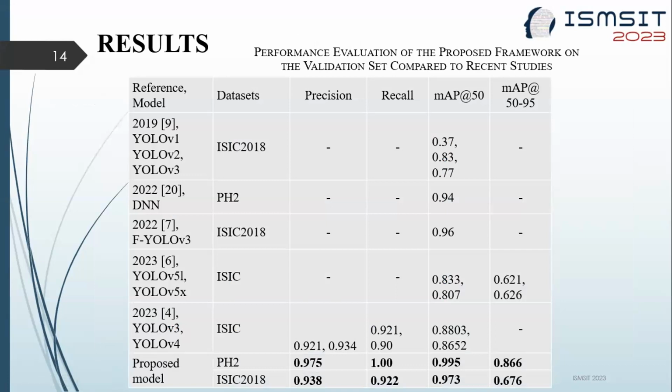If we look at the comparison of results with recent studies, we see that our proposed model, for the PH2 results over precision, recall, and the mean average precision, gets high accuracies, high precision, recall, and other metrics compared to other studies. For example, for the mean average precision we get 0.995 for PH2, while for the second dataset it was 97.3%.